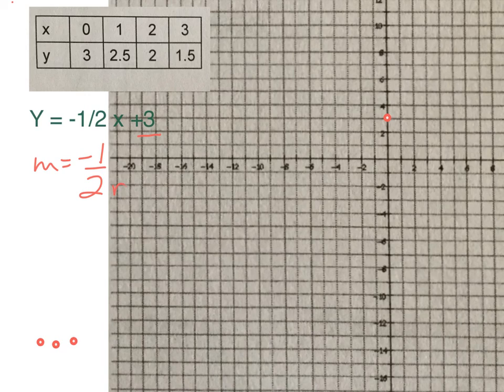Now the 2, remember, tells you to go right, and because this is a negative, that is down. So you start at where you left off, at your 3, and you go down 1, right 2. And then again, down 1, right 2. And even again, down 1, right 2, until you form that line. Okay, so this is a negative 1/2 right here. So that's why that is going down. And so you need to write negative slope.